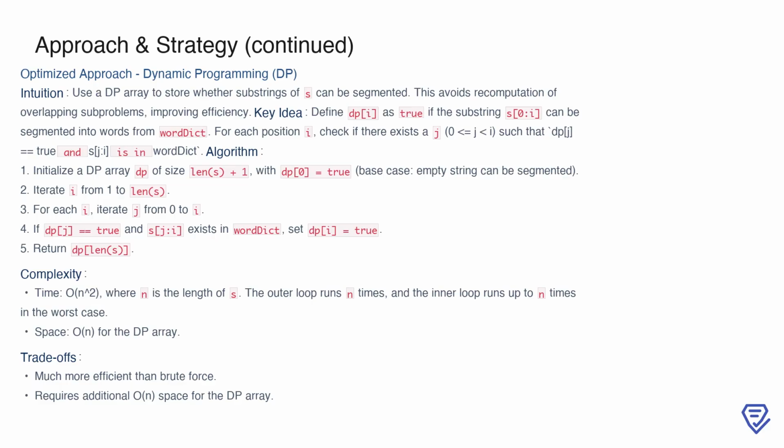This approach is much more efficient, with a time complexity of O(n squared), due to the nested loops, and it uses O(n) space for the DP table. It avoids the exponential growth of the brute force method while remaining relatively simple to implement.